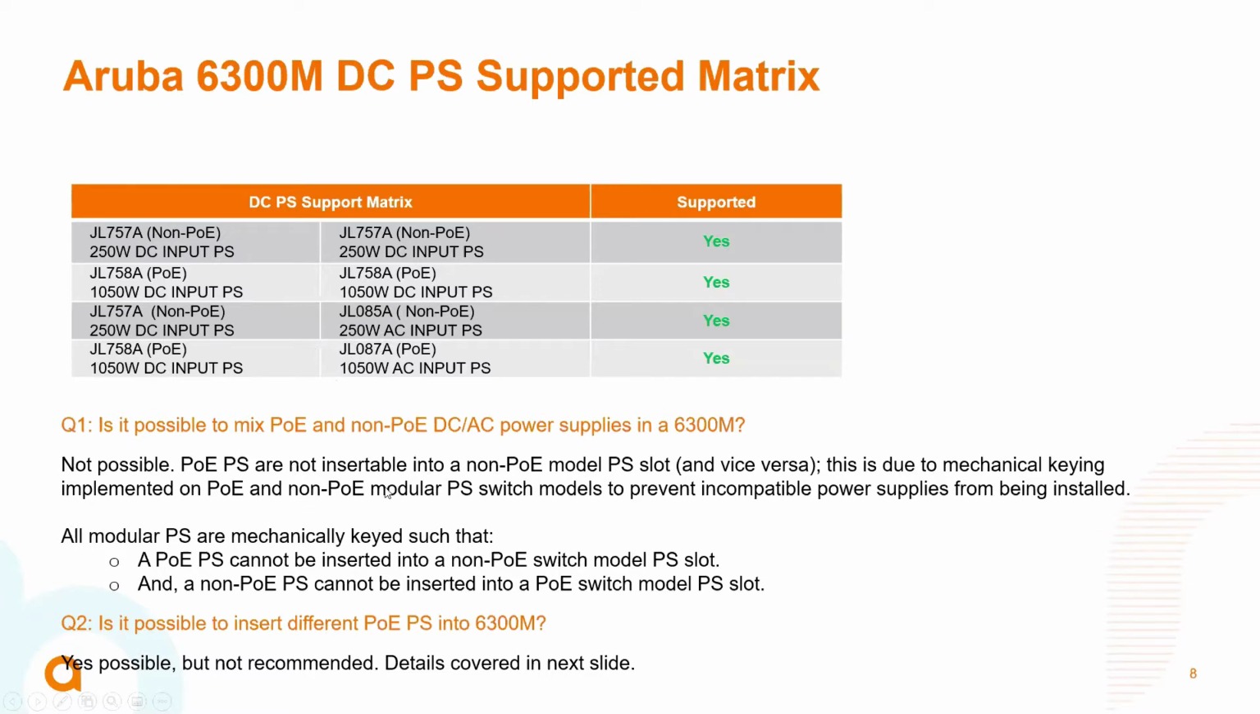So I've already explained this one. Is it possible to mix a PoE and a non-PoE DC and AC power supplies on a 6300M platform? Not possible, okay, because of mechanical keying on the power supplies itself.